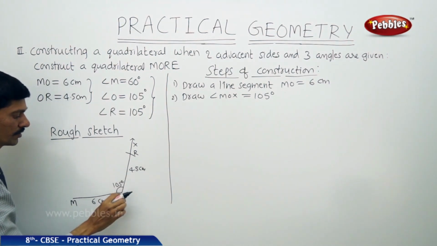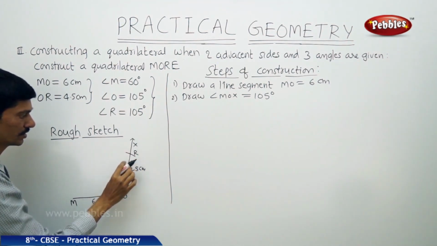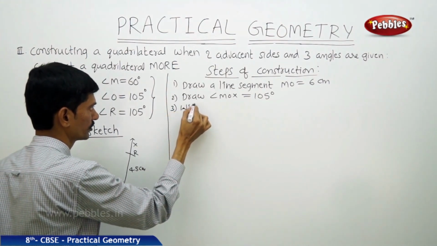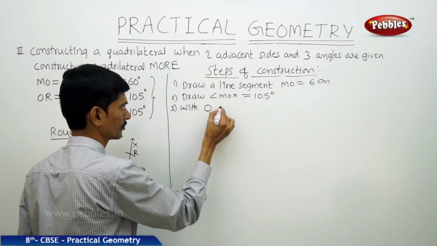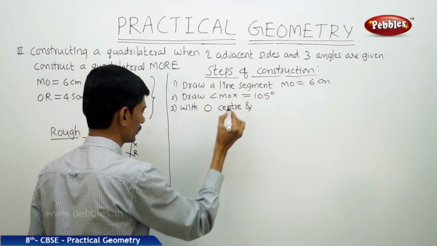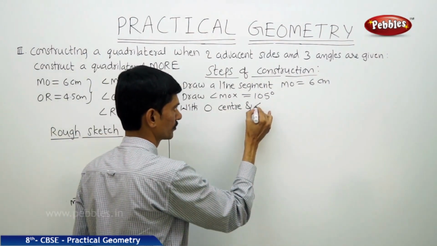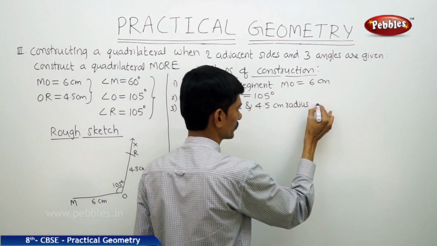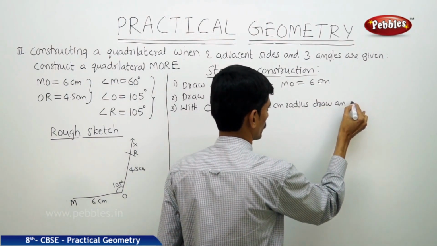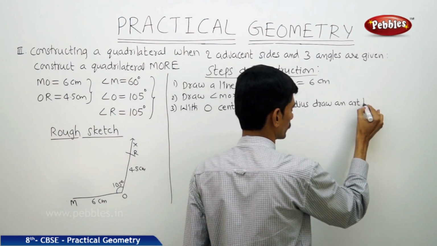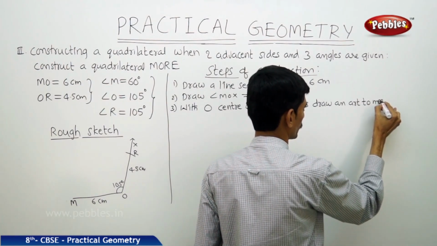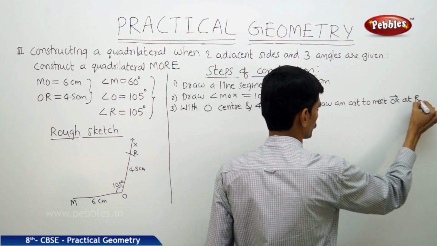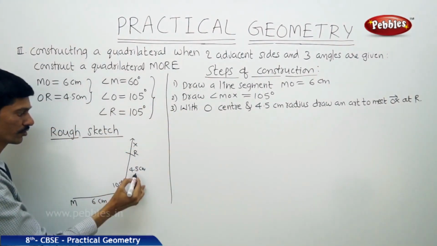With O center and 4.5 centimeters radius, draw an arc to cut off or to meet OX ray at R. So your OR is 4.5 centimeters.